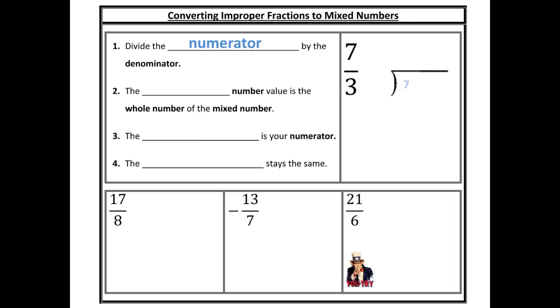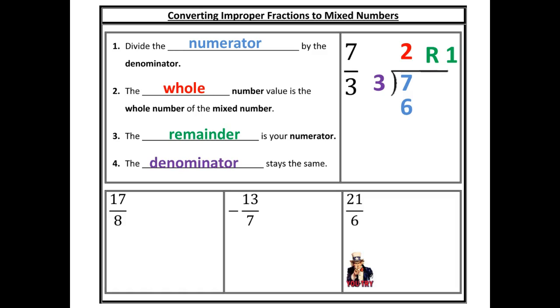So I'm going to take 7 and divide it by 3. 3 goes into 7 2 times. 3 times 2 gives me 6, and I'm left with a remainder of 1. So 2, remainder 1. Each piece of this long division process tells us something about the mixed number. The whole number value is the whole number of the mixed number. So our 2 is going to be the whole number, the big value in our mixed number. The remainder is the numerator. The denominator stays the same.